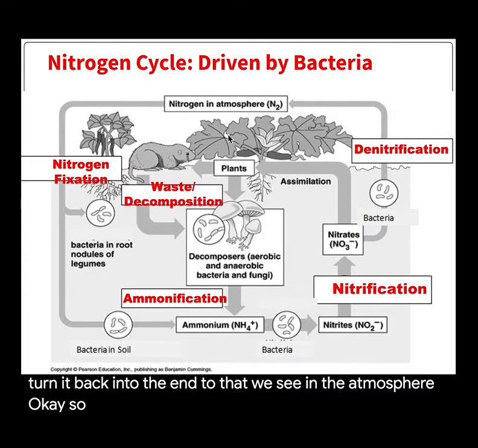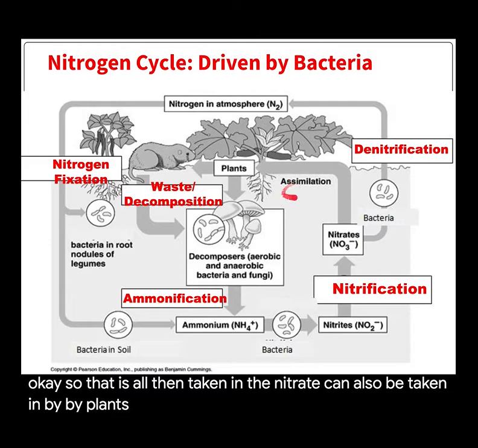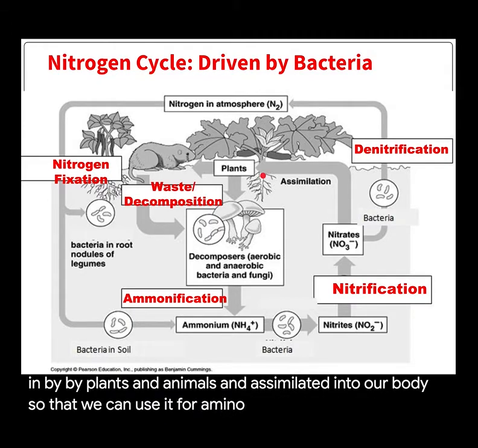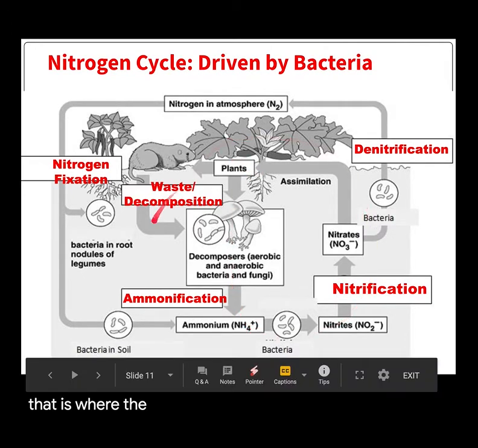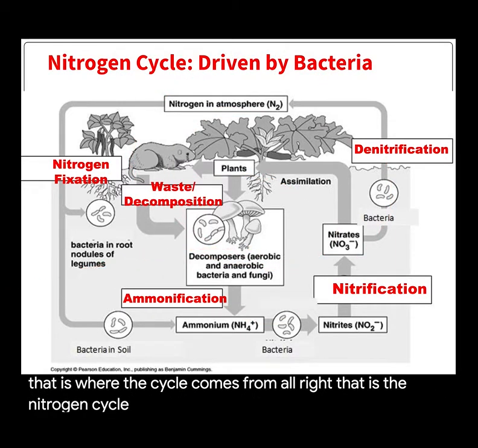So that is all then taken in. The nitrate can also be taken in by plants and animals and assimilated into our body so that we can use it for amino acids and for DNA. Okay, so that is where the cycle comes from. All right, that is the nitrogen cycle.